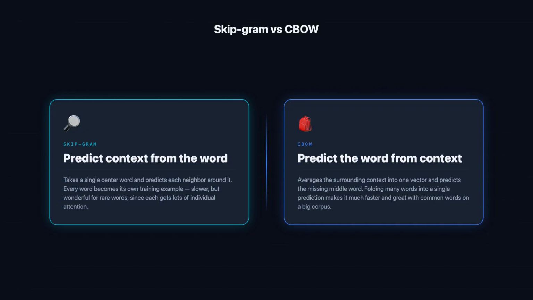CBOW turns that upside down. It gathers all the surrounding context words, blends them together, and predicts the one word sitting in the middle. Because it folds many context words into a single prediction, it trains much faster, and it makes wonderfully efficient use of the common words that show up again and again across a big corpus.